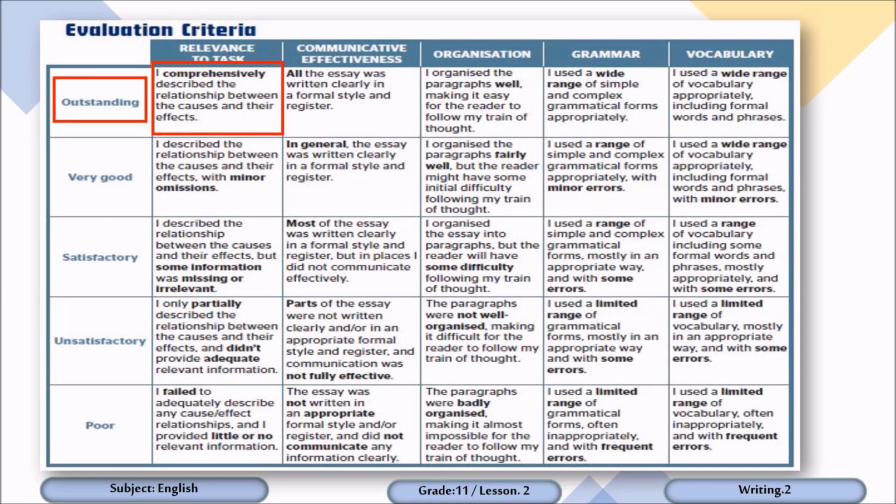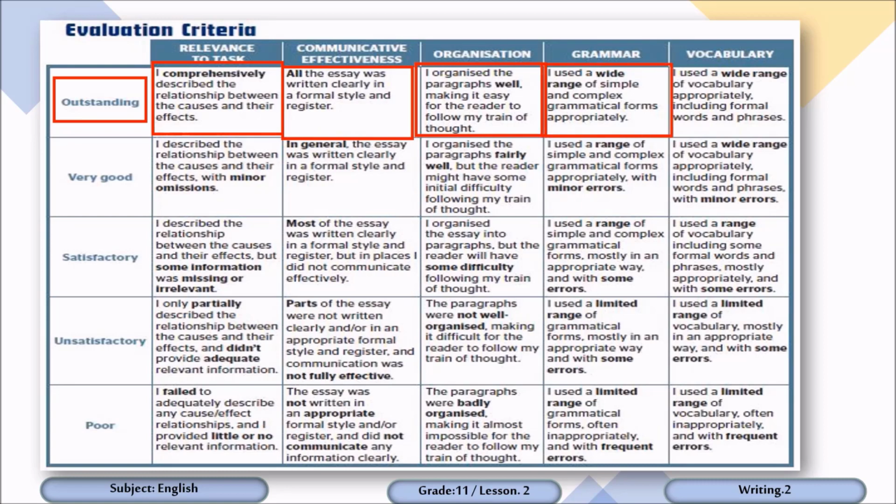comprehensively describe the relationship between the causes and effects in order to get the full mark in communicative effectiveness. All I say was written clearly in a formal style and register. And for organization, I organized the paragraphs well, making it easy for the reader to follow my train of thought.